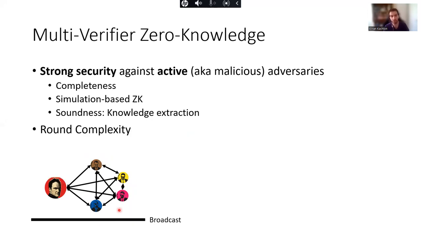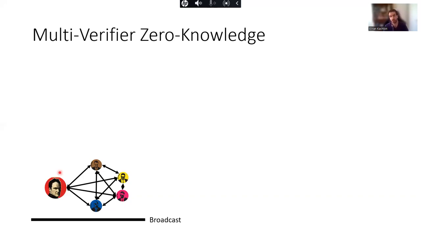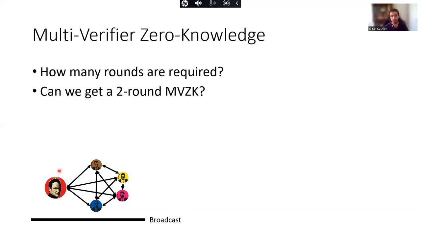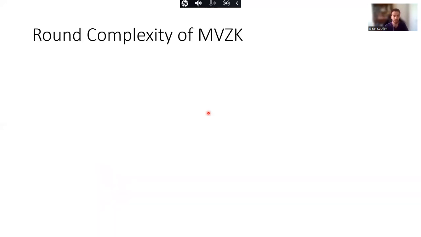And in this work, we focus on the round complexity of protocols that achieve those requirements. So a natural question is how many rounds are required for MVZK? And in this work, we are very interested in two-round protocols. So we ask, can we get a two-round MVZK protocol? It is known that if there is no honest majority, then the answer is no, we cannot get a two-round protocol.